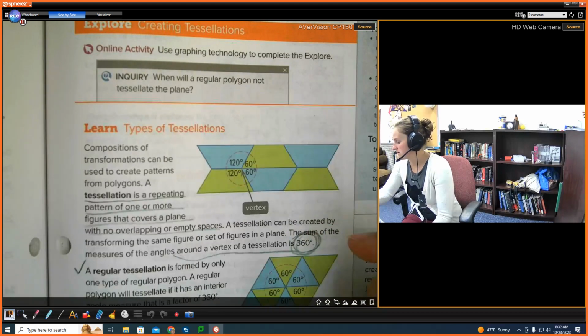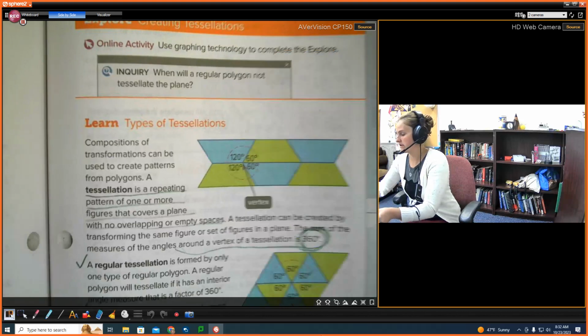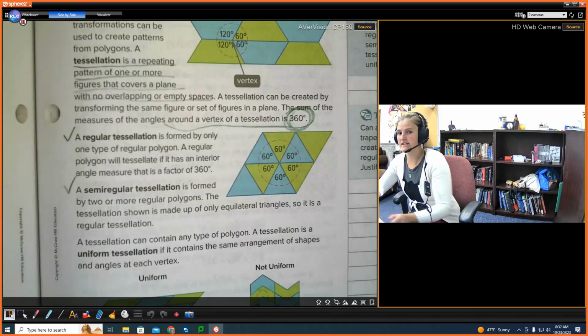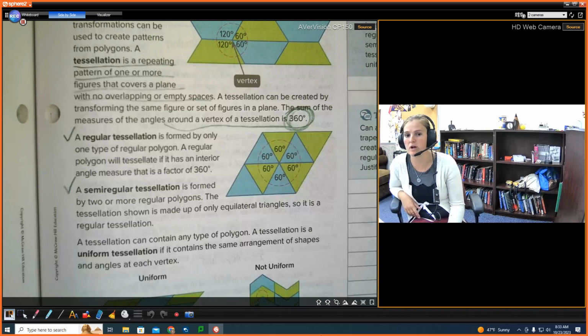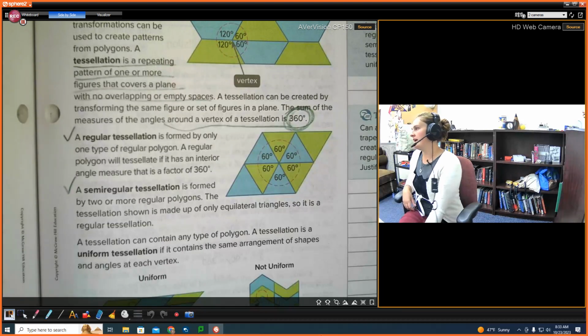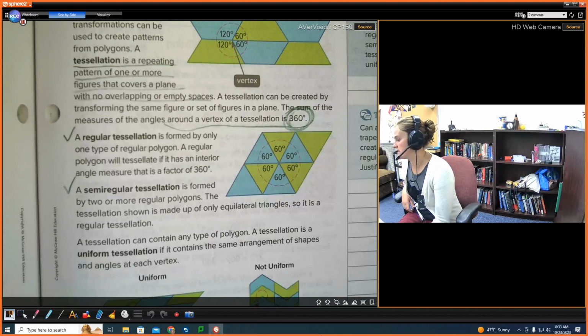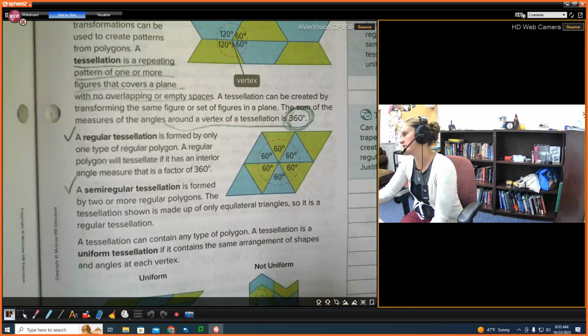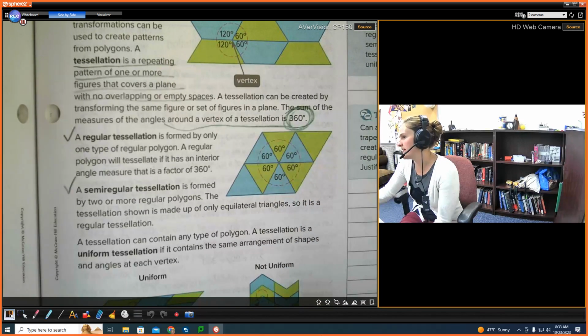I like it. Okay. So if you go down a little bit, it has some more information on tessellations. So a regular tessellation is formed by only one type of regular polygon. A regular polygon will tessellate if it has interior angle measures that are a factor of 360. Okay, so a factor of 360 means what? That it needs to divide evenly. The interior angle needs to divide evenly into 360. So these could be 60 degrees, they could be 30 degrees, they could be 120 degrees, but they couldn't be like 75, right?